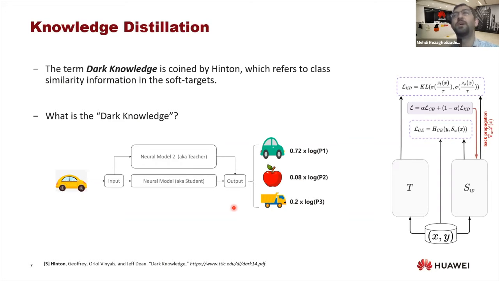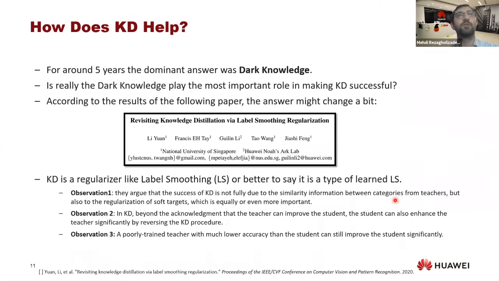This dark knowledge doesn't exist in the original training data, and it is a sort of auxiliary knowledge that can explain the reason behind why KD works. So it adds some extra knowledge to the training process from the teacher network, which is already pre-trained.